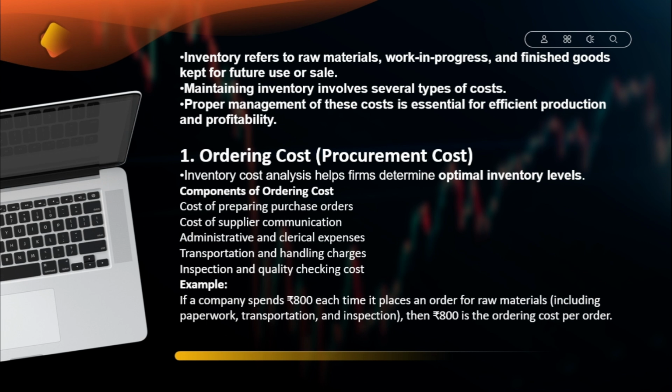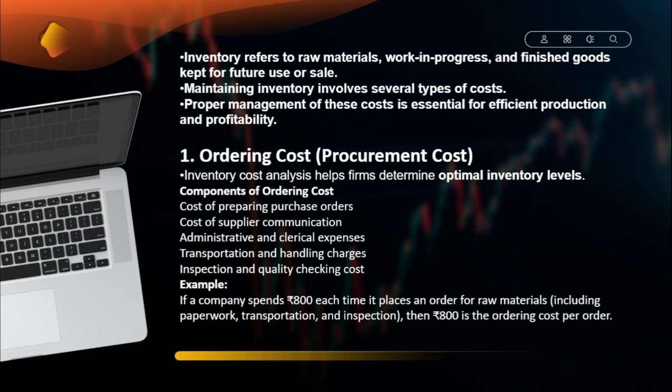Moving into the first type of cost, that is ordering cost, or we can say another name, procurement cost. This cost is analyzed to help firms determine the optimal inventory level. Various components are involved in this cost: cost of preparing or purchasing orders, cost of supplier communication, administrative and clerical expenses, transportation and handling charges, and inspection and quality checking cost.